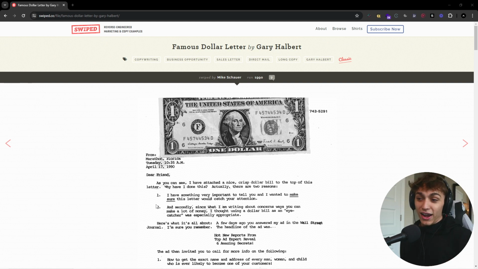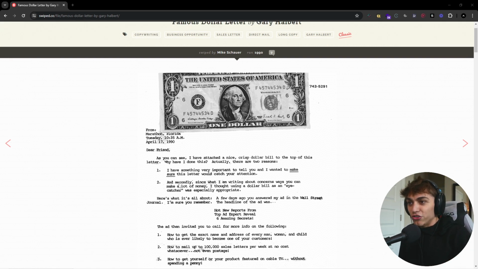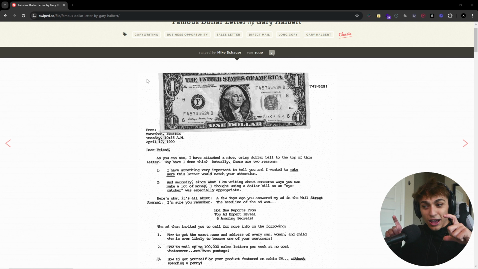Let's explain why this piece of copy just works so well. First off, it was a mail letter. Keep in mind this was a letter that you got in the mail, and you look at it and you see a dollar bill on it. And it was a real dollar bill, by the way. It was a real $1 bill. So everyone that looked at that was like, what? I want a dollar bill. It might have just been printed on there, but I'm pretty sure it was a real dollar bill.